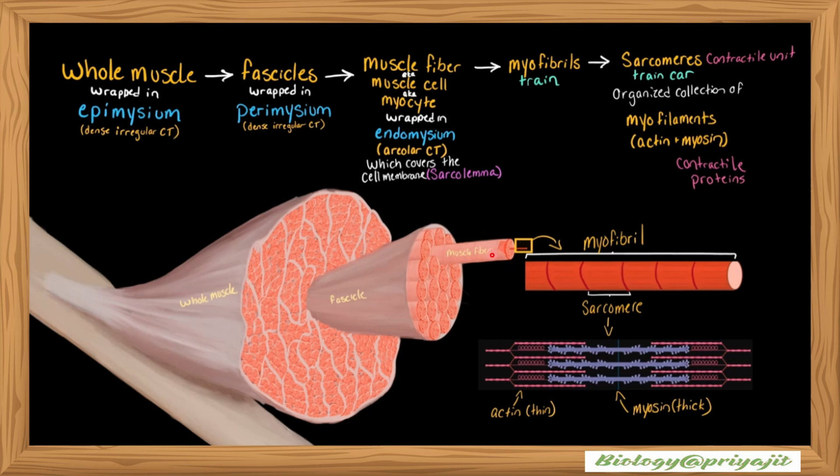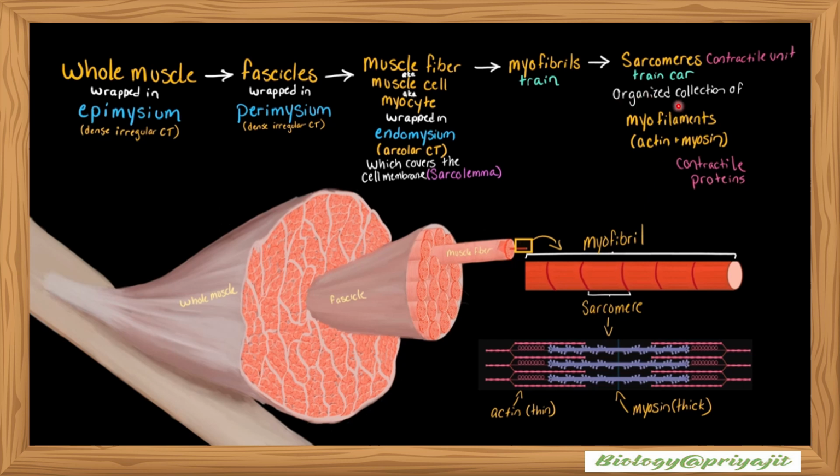So, if we consider the myofibril, this is the unit of the muscle fiber or the muscle cell. This is the myofibril. It acts as a train. You can consider it as a train. So, this is the myofibril, and the different repetitive units of the myofibrils are called the sarcomere, which is also the contractile unit, the unit of contraction of the skeletal muscle. This can be compared with the train car or each compartment of a train.